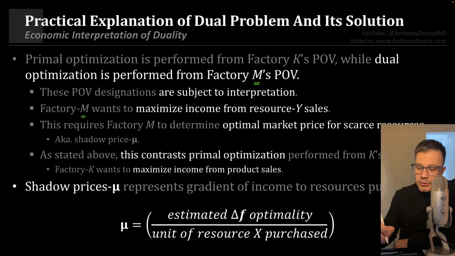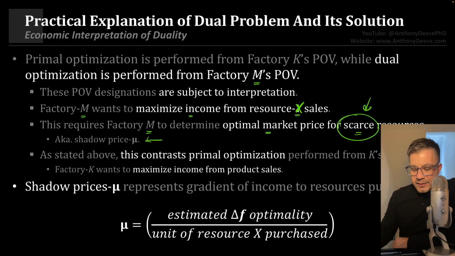Factory M wants to maximize the income from their resource sales, that should be X. And this requires factory M to determine the optimal market price for scarce resources. We'll come back to this term, why we're designating scarce resources. We call these market equilibrium prices the shadow price. As stated above, this contrasts the primal optimization problem that's performed predominantly, again, this is still subjective, right, primarily from factory K's point of view, where factory K wants to maximize the income from product sales.